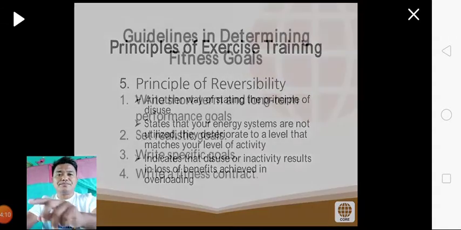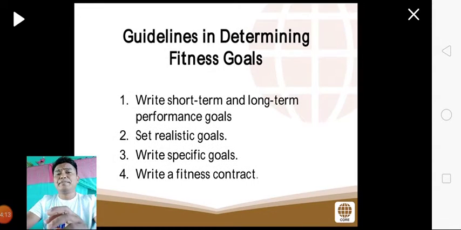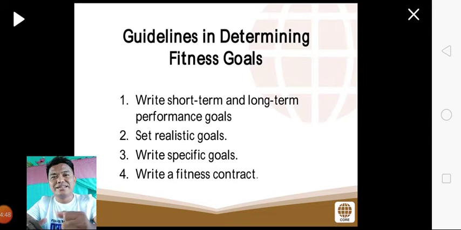Okay? There are some guidelines in determining fitness goals. Number 1, short-term and long-term performance goals. You should plan this. Is the 6 week program long-term or short-term? Number 2, set realistic goals, something real in the real world. Use whatever exercises are around you that you can do, just do it.